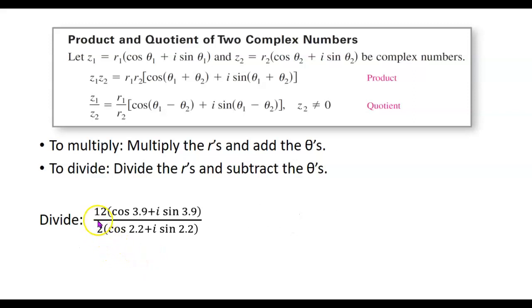And let's divide 12 times the cosine of 3.9 plus i times the sine of 3.9 divided by the complex number in trigonometric form 2 times the cosine of 2.2 plus i times the sine of 2.2. Remember, to divide, we divide the r's and we subtract the thetas. So 12 divided by 2 is 6. 3.9 minus 2.2 is 1.7. And we get 6 times the cosine of 1.7 plus i times the sine of 1.7.